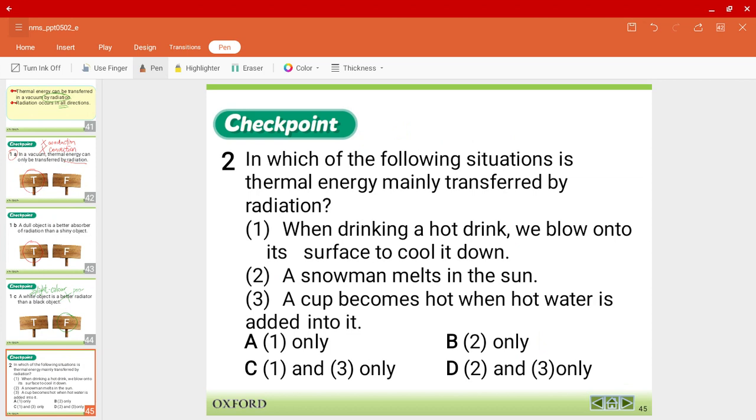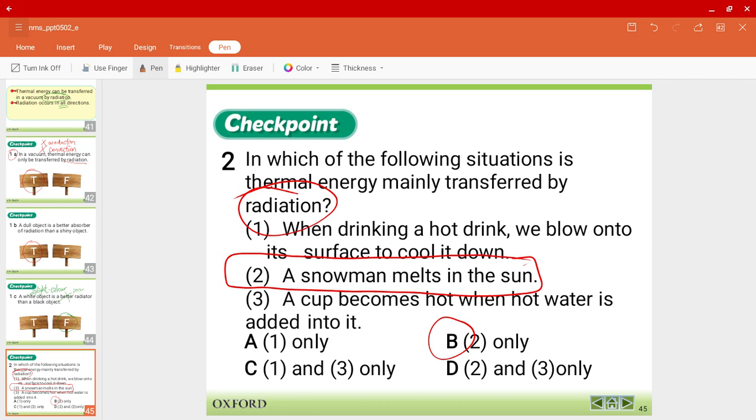All right, let's see question 2. In which of the following situations is thermal energy mainly transferred by radiation? So as we know, radiation mainly occurs when there's a vacuum. So in these cases, it would be option 2, a snowman melts in the sun. This is where thermal energy is mainly being transferred by the process of radiation.